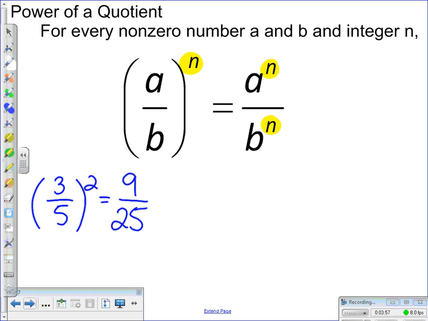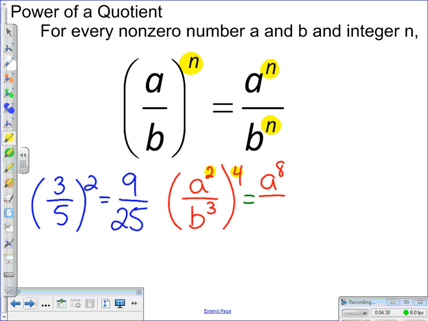And this works with variables. If you have a squared over b cubed, and you want to raise that to the 4th power, then the 4th will have to interact with the a and the b. Now remember, when there's an exponent outside and inside, they will be multiplied together. So 2 times 4 will make a to the 8, and 4 times 3 will make b to the 12th.